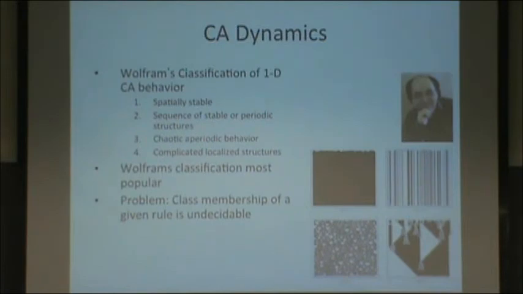The problem is that the membership problem is not very clear here, meaning that if I give you a rule, it's not always clear to which class it belongs. For example, clearly these two, there's got to be some overlap. When do we have chaotic aperiodic behavior, and when do you call a structure complicated? I don't know about these two, where I would put them. So he has an opinion on that, but people argue that that's not necessarily the best classification.